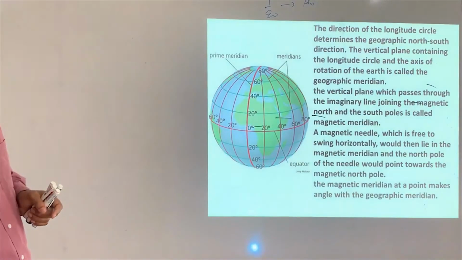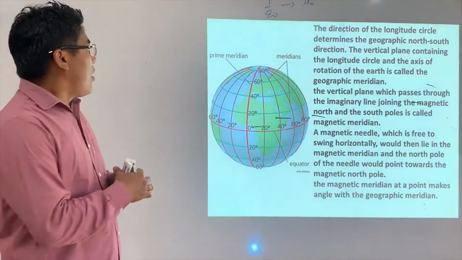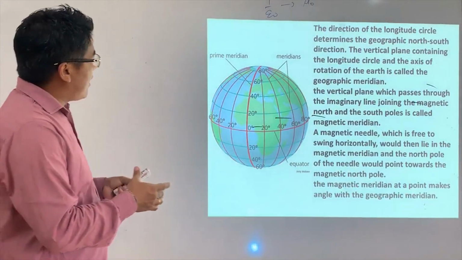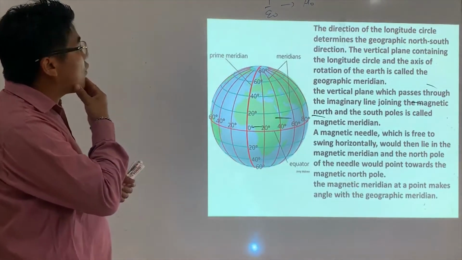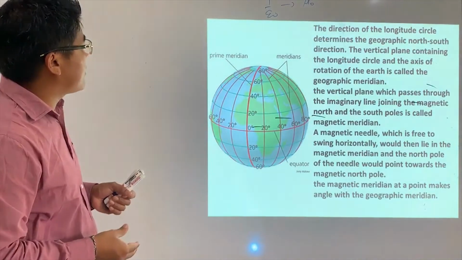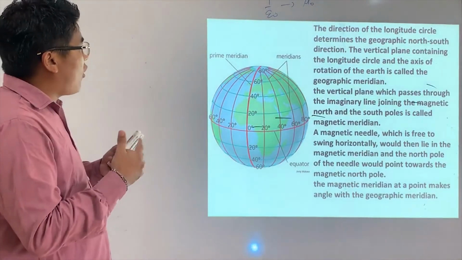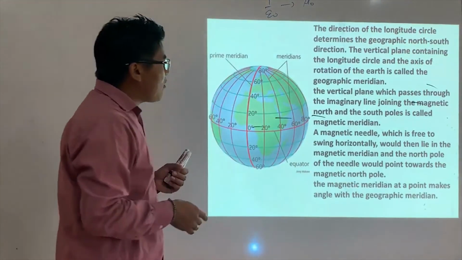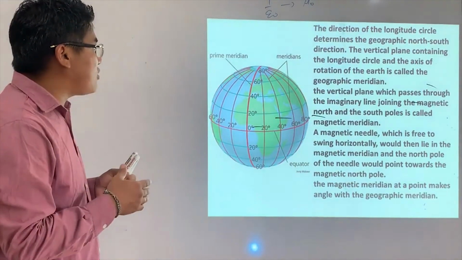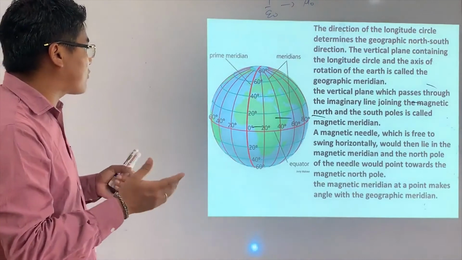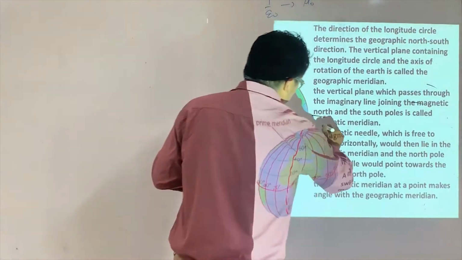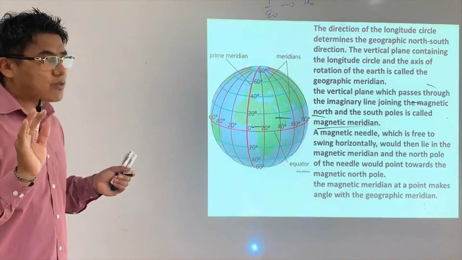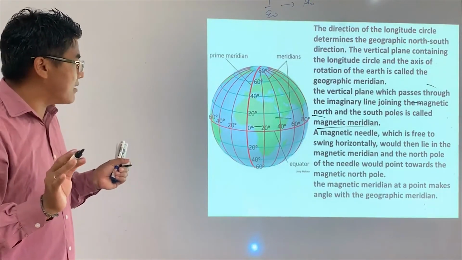So having this, again repeating, the direction of the longitude circle determines the geographical north. I will start from here. The vertical plane which passes through an imaginary line joining the magnetic north and magnetic south is what we call the magnetic meridian. So in a way, I say a line that joins the magnetic north and magnetic south is what we call the magnetic meridian.